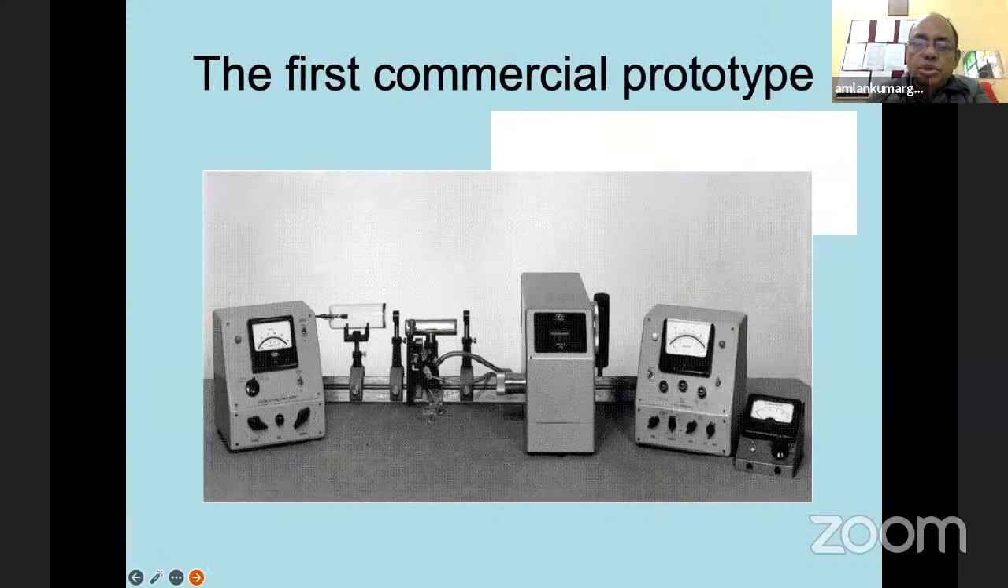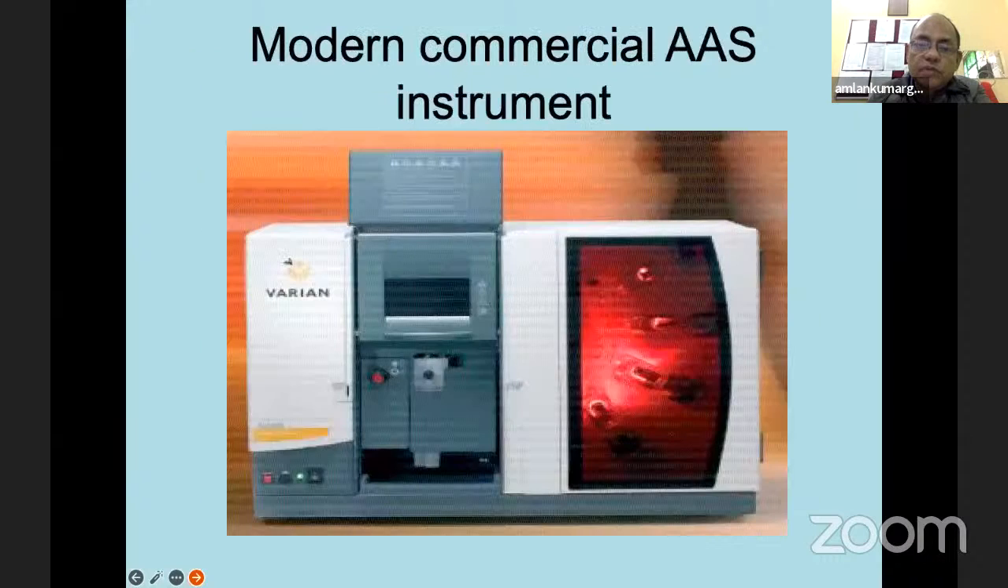This is the first commercial prototype that was sent to the market for analysis. So this is the first commercial prototype. That means this is going to the market for selling. And this is an example of the new instrument that is there in our lab now. It is a modern instrument of Varian.